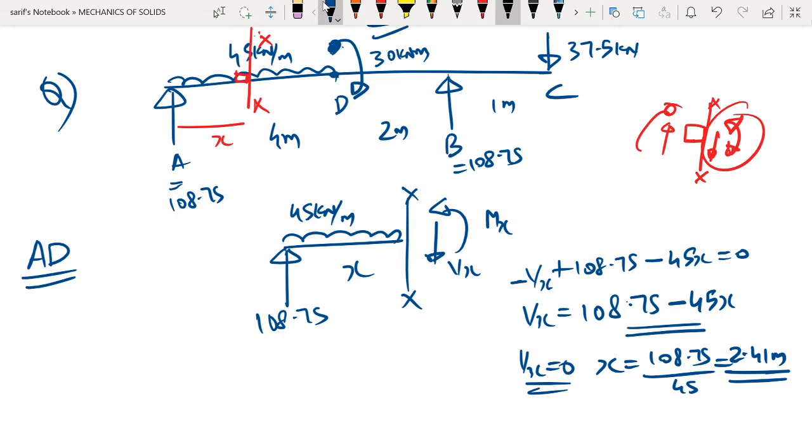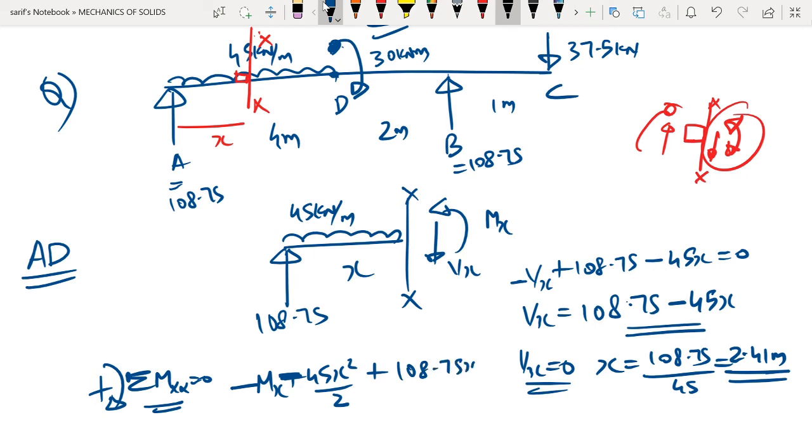Again, if we try to find the expression for bending moment, we will take the bending moment about the section XX equal to 0. If we do that, we will get minus Mx, minus 45 into x square by 2, plus 108.75x equal to 0.